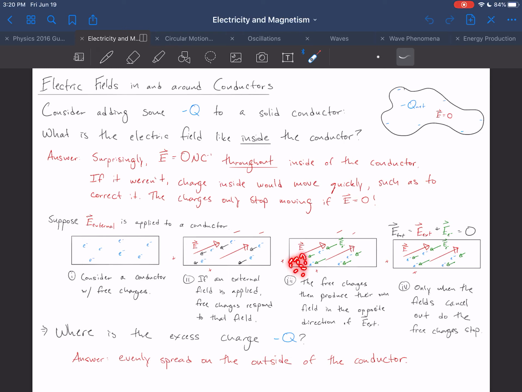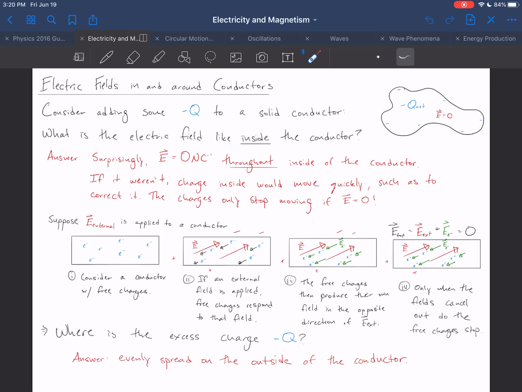They all sort of pile up on this side. That applies an electric field from those little charges, shown in green, that wasn't there before. So we still have the external electric field that's produced by the outside charges, those extra ones. And now we have another electric field, that green E, that is produced by the fact that these free charges moved. Now, when do they stop moving?